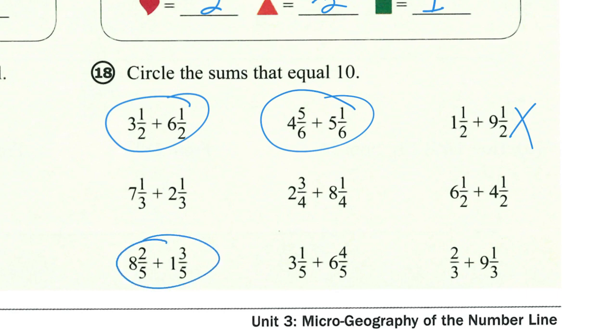In the next row, that one works, and this one works because 6 plus 3 is 9, and the fractions add up to 1, and this one works as well because if I add 2/3 to 9 and 1/3, that is going to get me 10.